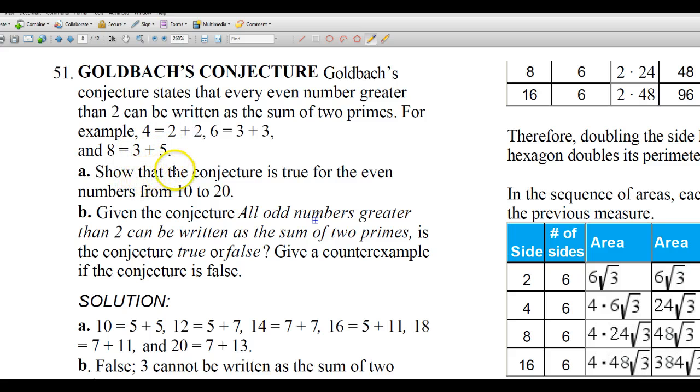So part A, show that the conjecture is true for the even numbers from 10 to 20. And that's what we have here. So 10 can be written as 5 plus 5, 12 as 5 plus 7, 14 as 7 plus 7, 16 as 5 plus 11, 18 as 7 plus 11, and 20 as 7 plus 13, where we're taking the sum of 2 prime numbers, numbers that are only divisible by themselves and 1.